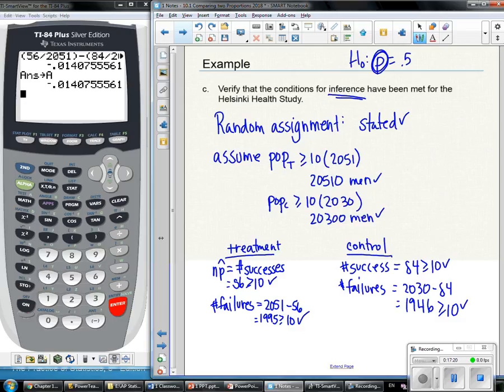The only one that we're going to add now is because I'm dealing with two different groups, I also have to assume independence between the two groups. So this is a new condition that we need anytime we're looking at two different groups.